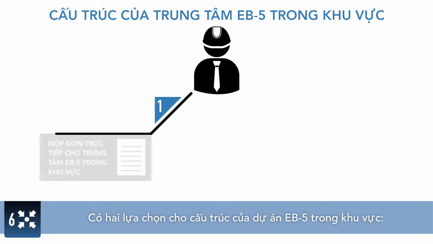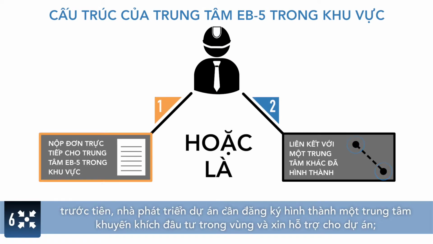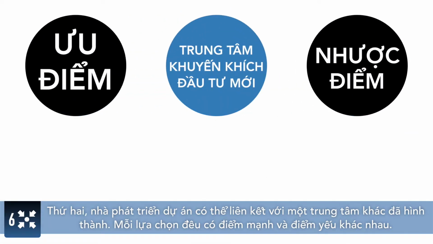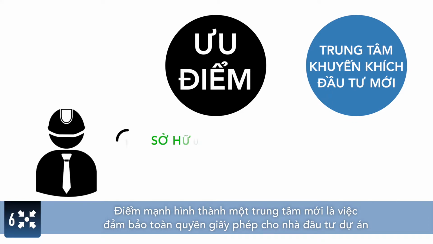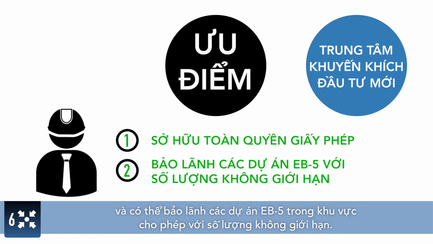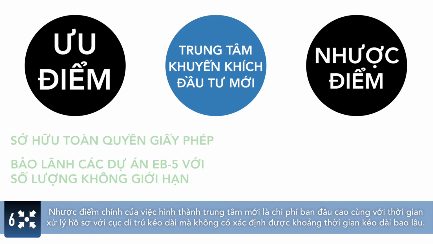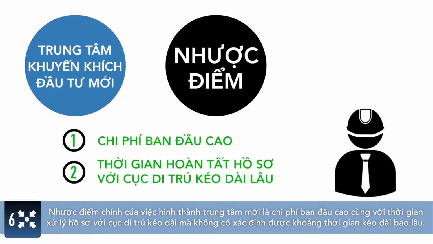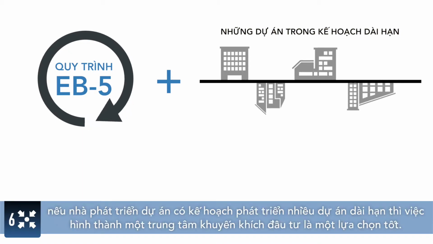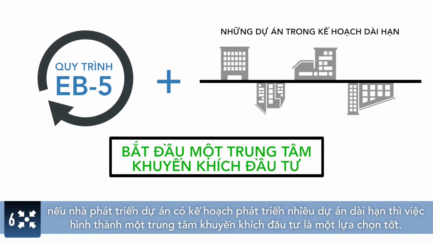Create or affiliate with an EB5 regional center. Two options exist when structuring an EB5 regional center project. First, the project developer can apply for its own regional center designation, allowing it to sponsor projects. And second, a project developer can affiliate with an existing regional center. Each option has its pros and cons. For setting up a new regional center, the pros are that the developer owns the license outright and can sponsor an unlimited number of EB5 projects within the approved geographic area. The main downsides are higher upfront costs and long USCIS processing times for regional center approval, with no guaranteed processing time. For project sponsors that want complete control of the EB5 process and have a long-term pipeline of projects, starting a regional center is a good choice.